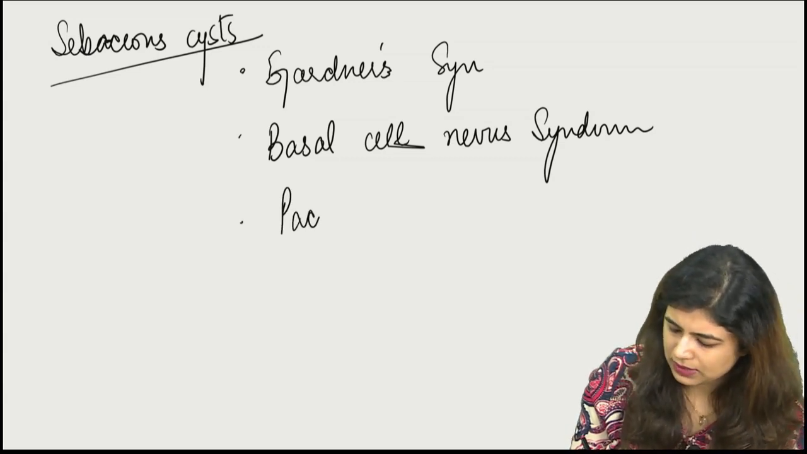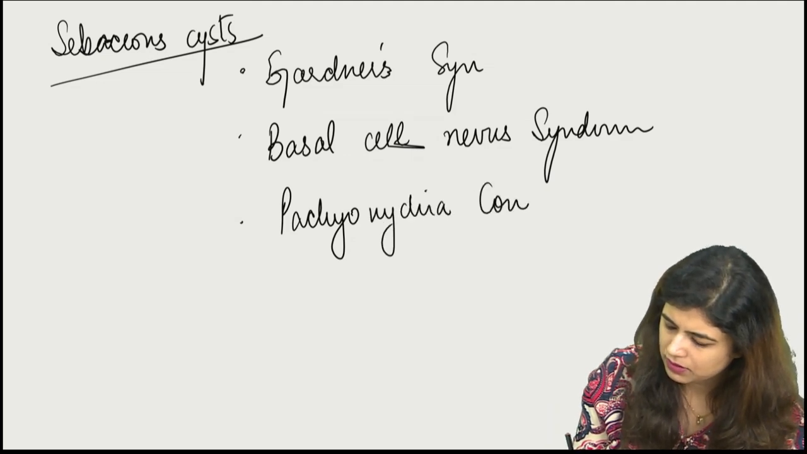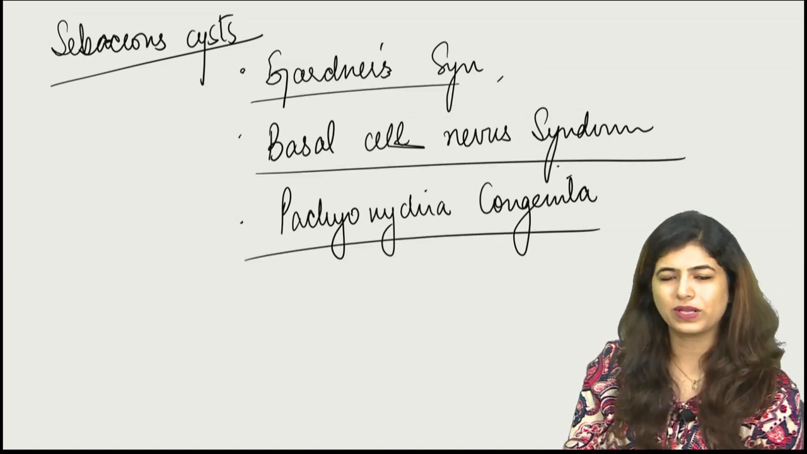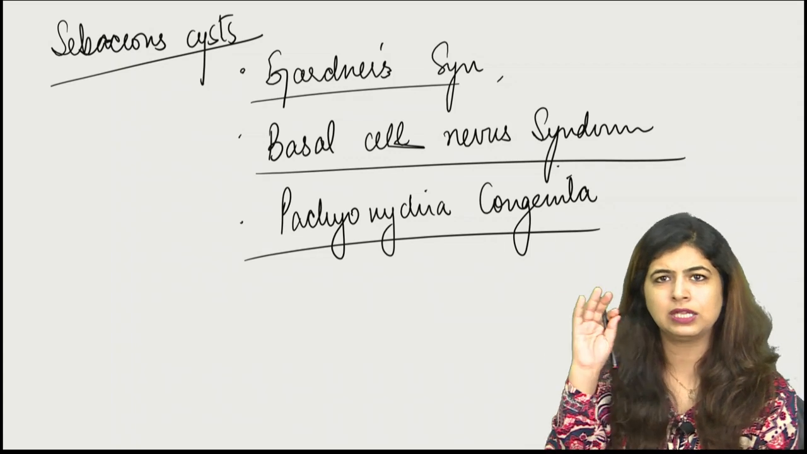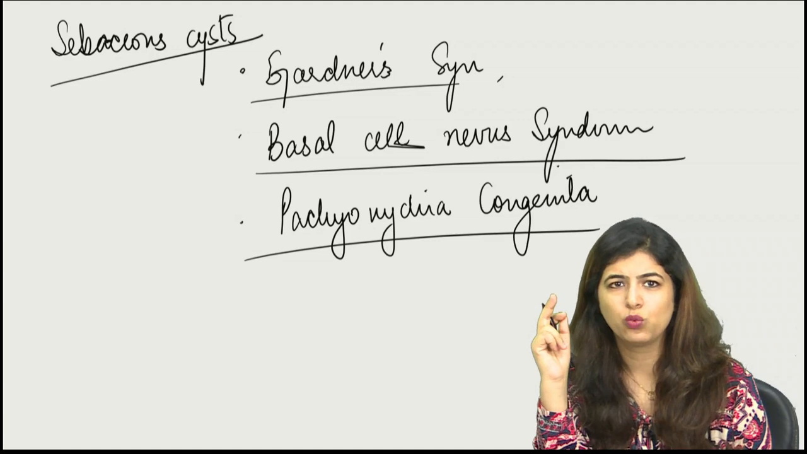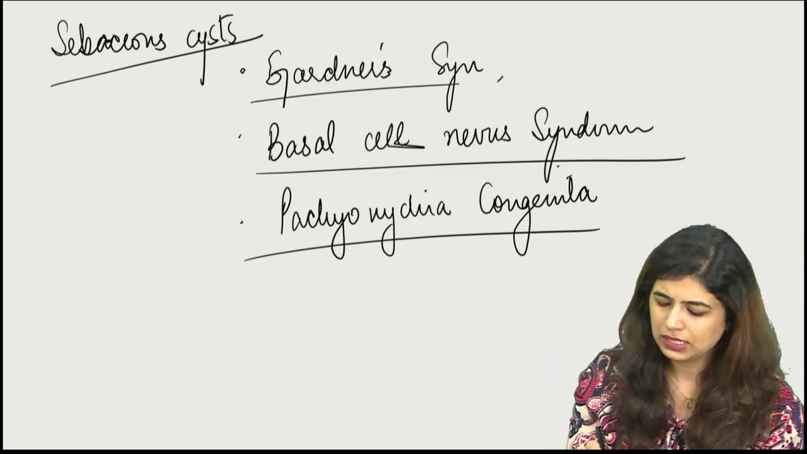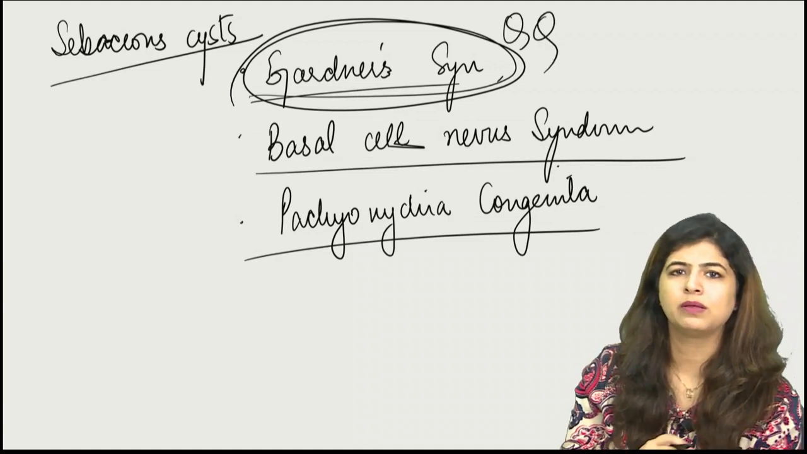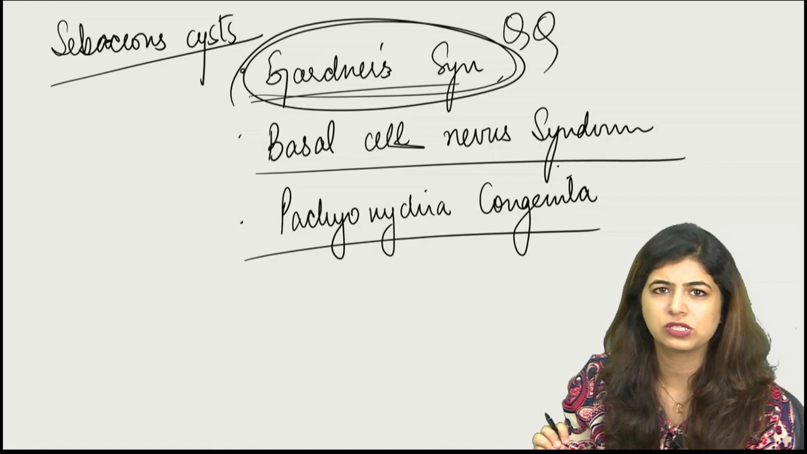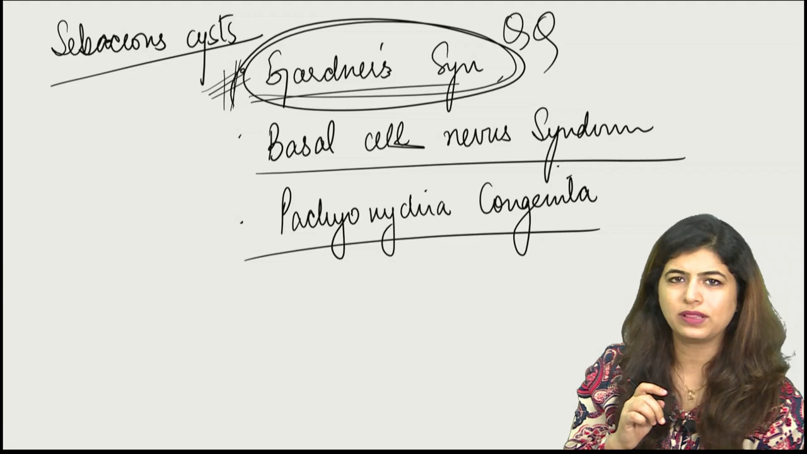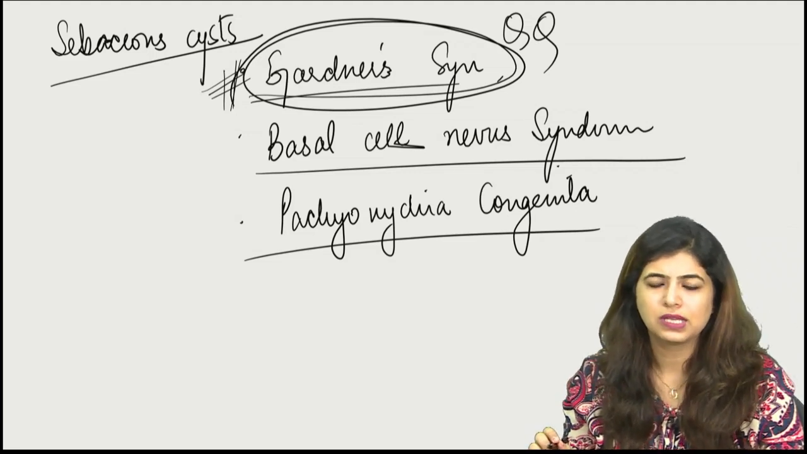And number three is pachyonychia congenita. So for the purpose of your questions, these are the three most important syndromes in dermatology which are associated with sebaceous cyst, out of which mostly the questions for you are limited to the first one, which is Gardner's syndrome. So please keep Gardner's syndrome in mind when they talk about sebaceous cyst.